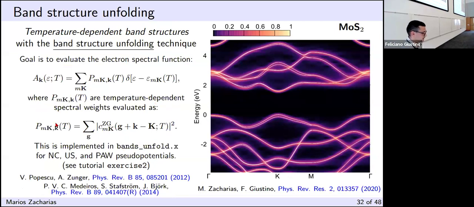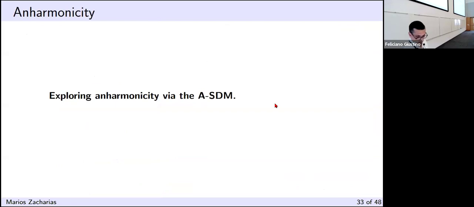So this is what is implemented in Math-Unfolded X, and it can be used with norm-conserving, ultrasoft or PAW pseudopotentials, and someone can get these temperature-dependent band structures. And from here, you can evaluate the band gap renormalization. So coming to anharmonicity: how can someone explore anharmonicity using the special displacement method?